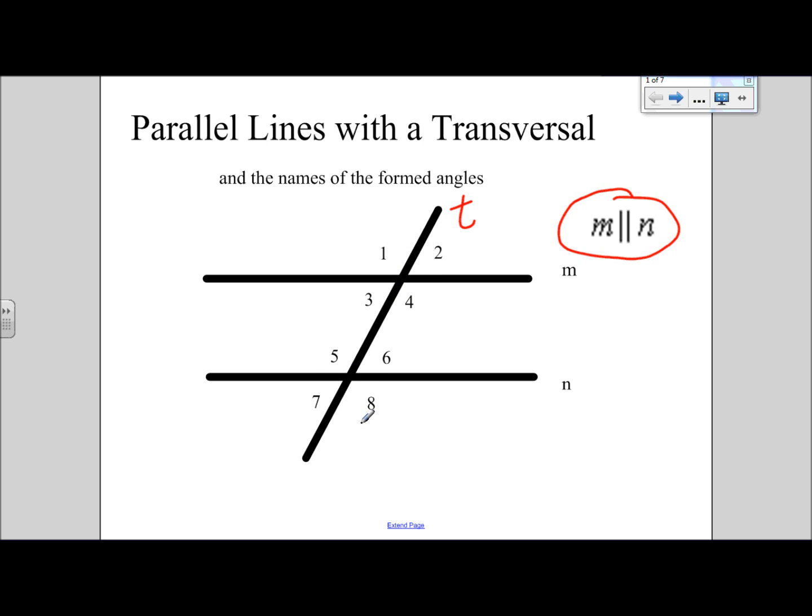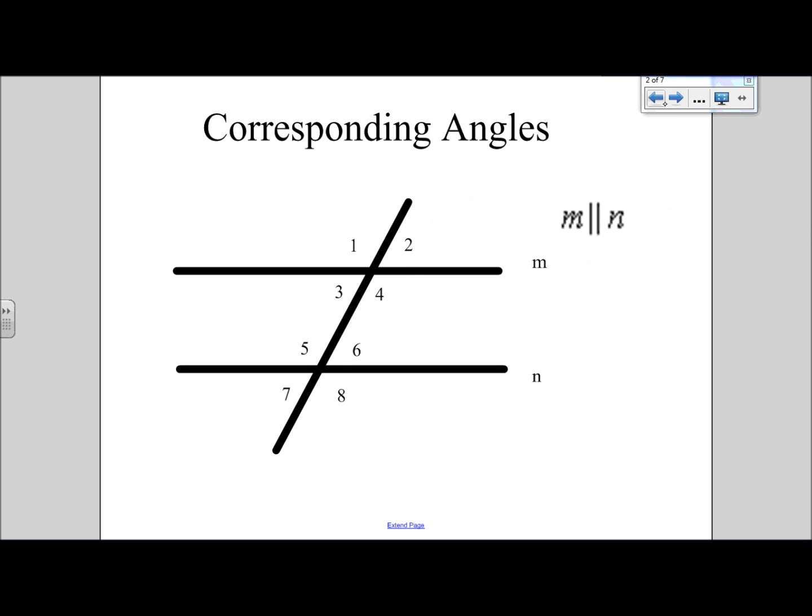And what's nice is this gives us a lot of information. And we're going to talk about the names of these angles that we formed, and then, like I said, some of the relationships between them. The first one we're going to look at is corresponding angles. Now, if you remember with triangles, corresponding angles were the ones that were in the same spot. And that's going to be the same thing with parallel lines in a transversal. Corresponding angles are in the same spot.